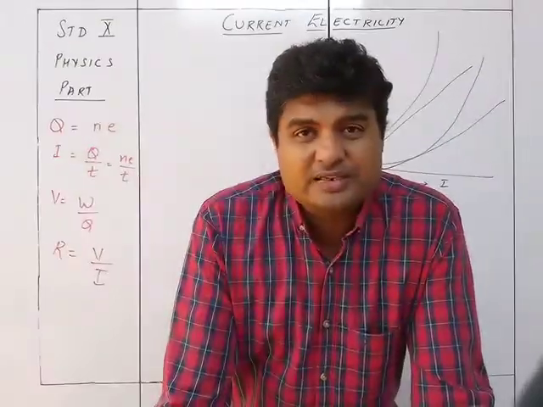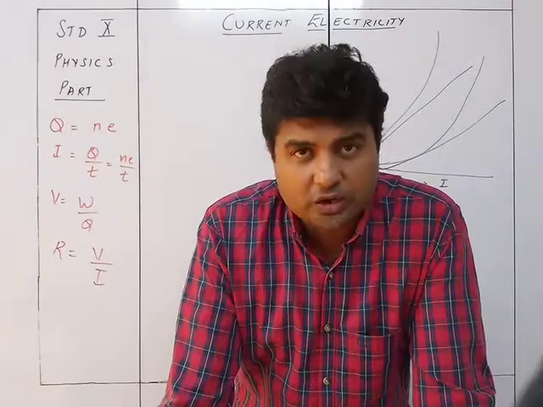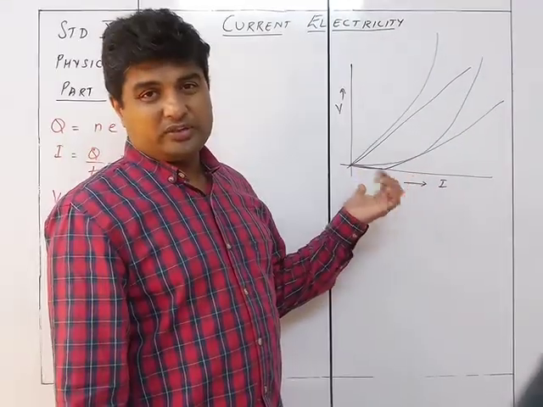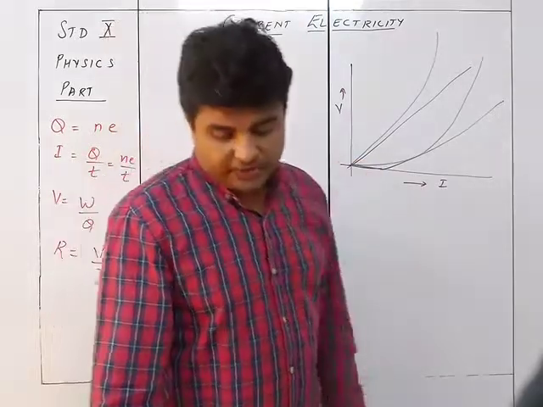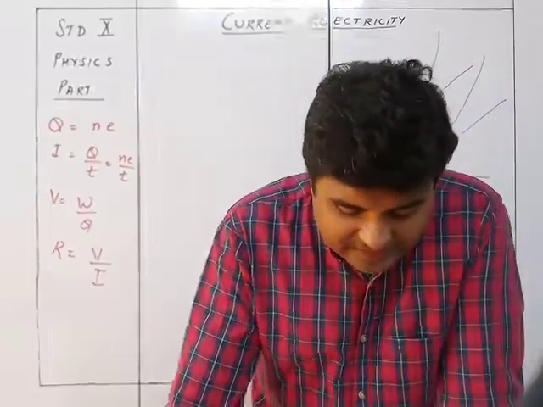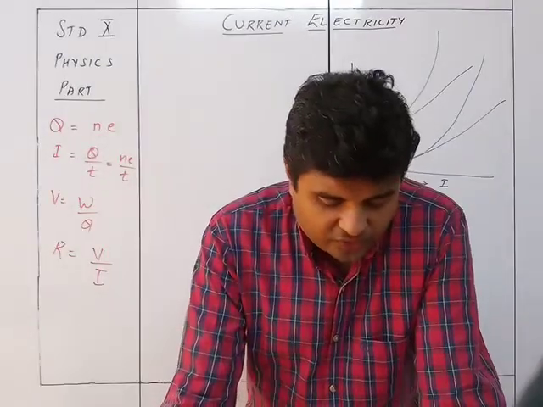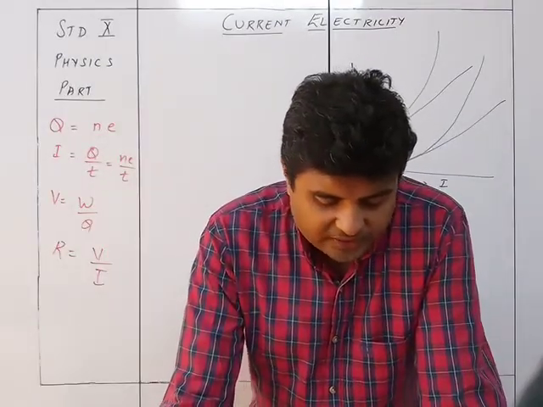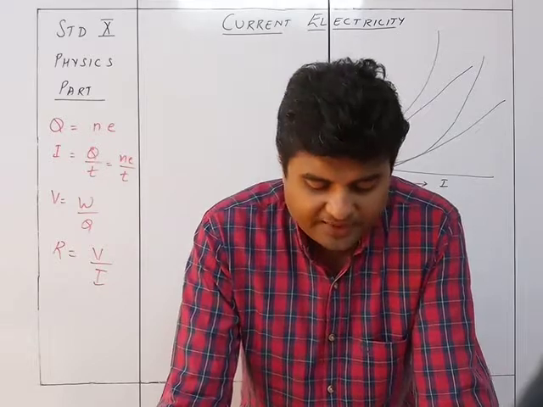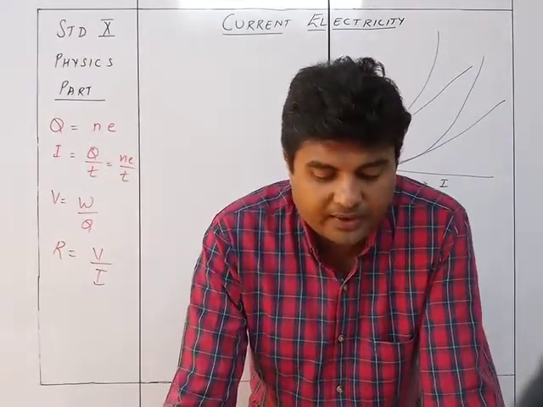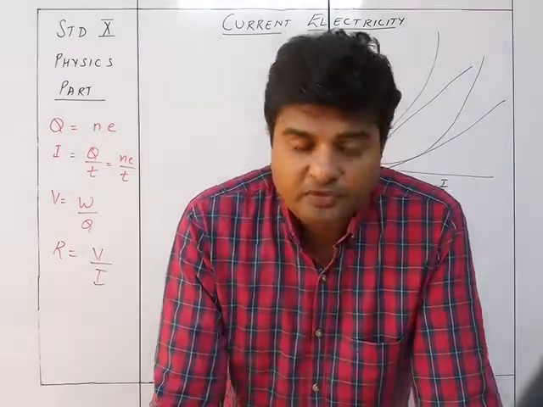So non-ohmic resistance can not only be curved, but it can also not pass through the origin. So it could be something which is not passing through the origin. The resistance of non-ohmic resistors, that is V upon I, is different for different values of V or I. The resistance at a particular value of V or I is obtained by finding the slope of the tangent drawn at the corresponding point of the VI graph.